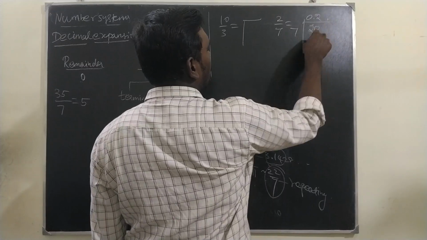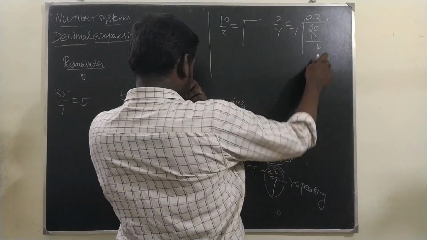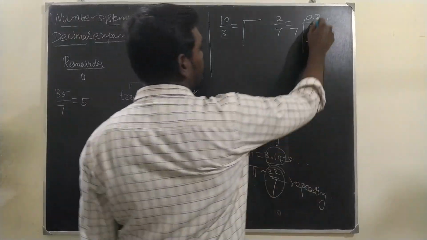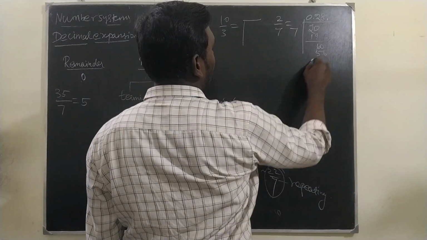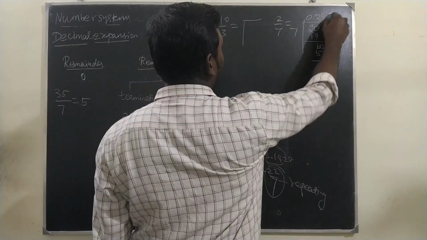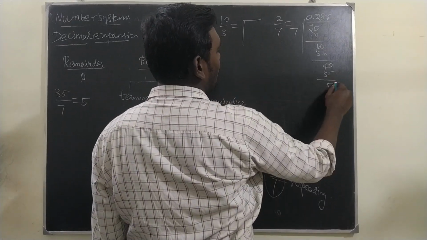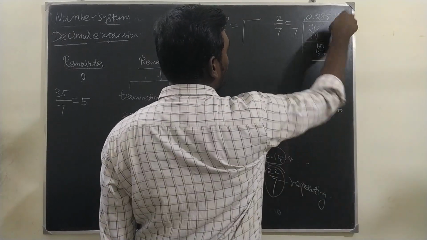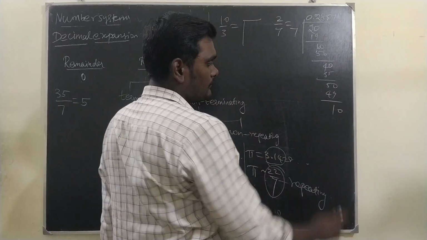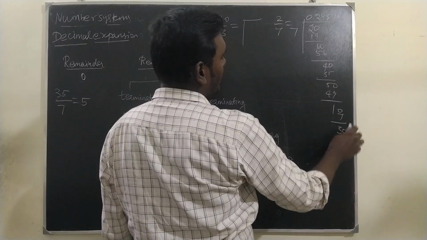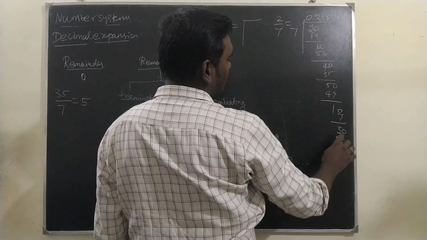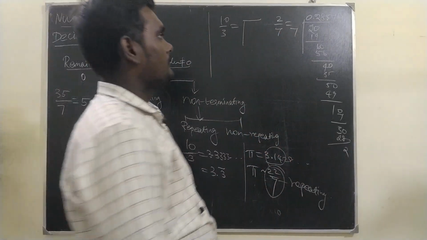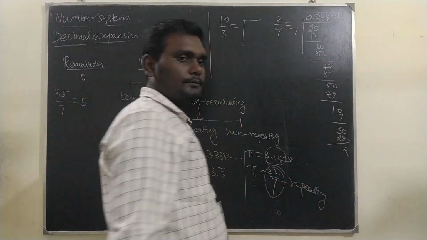0.2. 2 times 14 and then 6, 60. 8 times 7 is 56 and then 4, 0. 5 times 7 is 35 and then 5, 0. 7 times 7 is 49 and then 1, 0. 1 times 7 is 7 and then 3, 0. 4 times 7 is 28 and then 2. Again the cycle repeats: 2, 8, 5, 7, 1, 4.